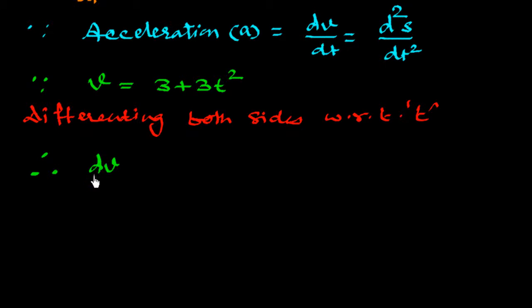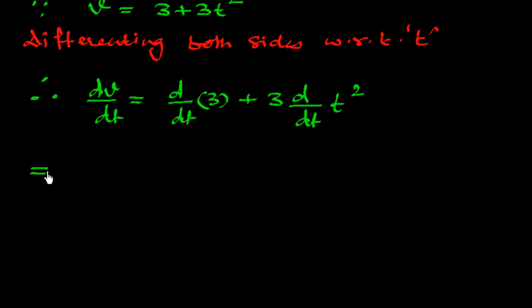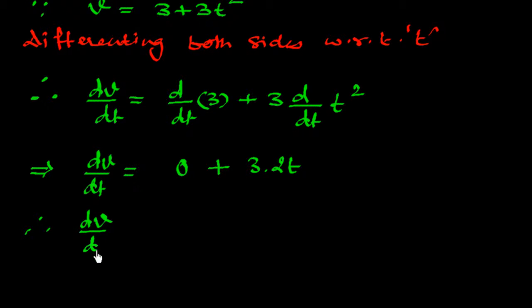Therefore dv over dt is equal to d over dt of 3, which is a constant, and 3 is the coefficient, so we take it outside, d over dt of t square. This implies that dv over dt is equal to, the differentiation of any constant number is 0, so the differentiation of 3 is 0, and 3 times the differentiation of t square, which is 2t. Finally we get here dv over dt is equal to 3 into 2t, 6t.